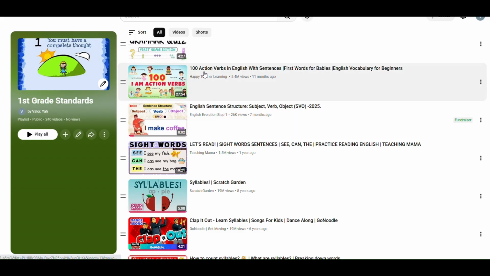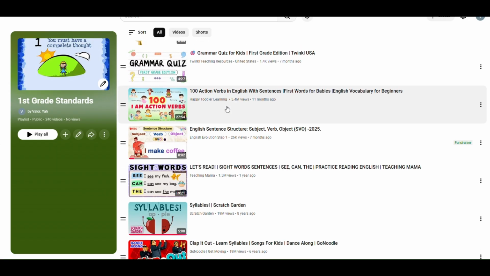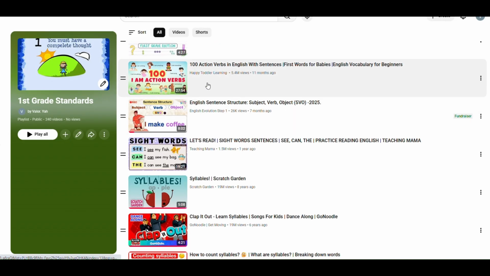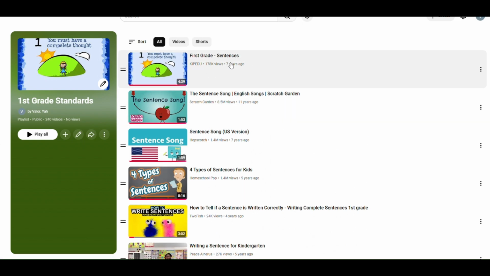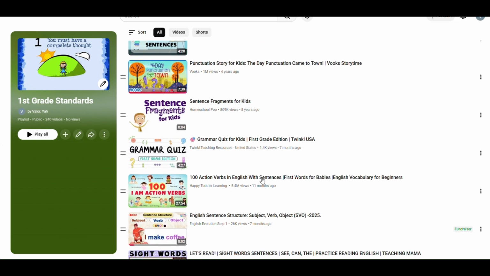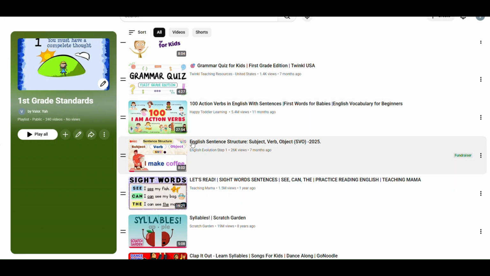Again, this is 100 action verbs. This is good. This is a long one, but again, it's just going through all the actions thereof. And here we go. Bring it all together. Here's the subject, here's the verb, here's the object. This is the quick version, but bringing this all the way home. It's a little longer now.